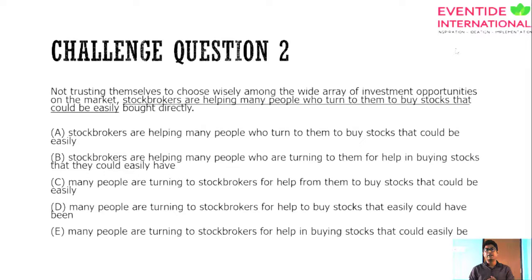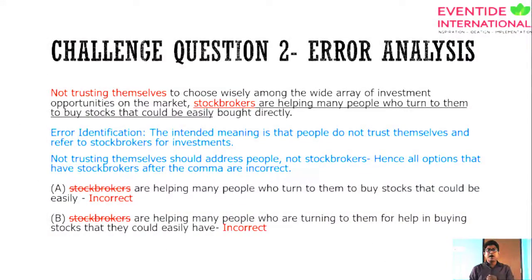Now, since the meaning is clear now, let's go to the option analysis part. You see the mark in red? Not trusting themselves is actually trying to modify stockbrokers in the question stem. This means that the stockbrokers are not trusting themselves. This is wrong. That's why option A and option B both are wrong. Any option that incorrectly modifies stockbroker instead of the many people mentioned in the question is wrong.